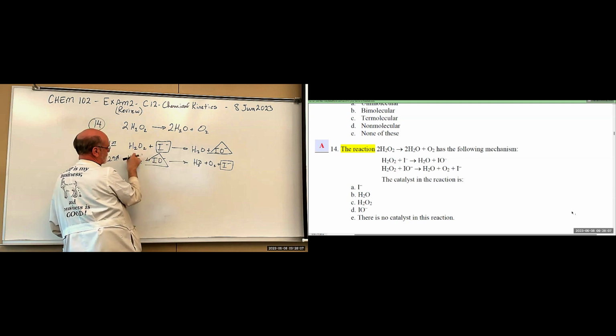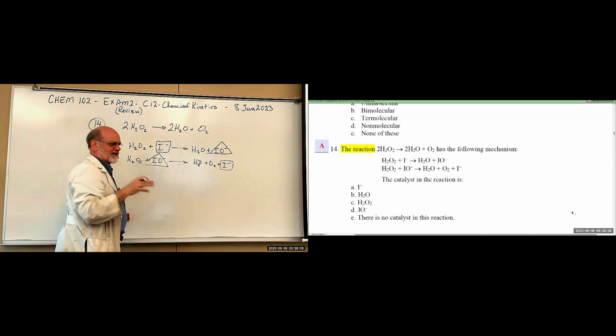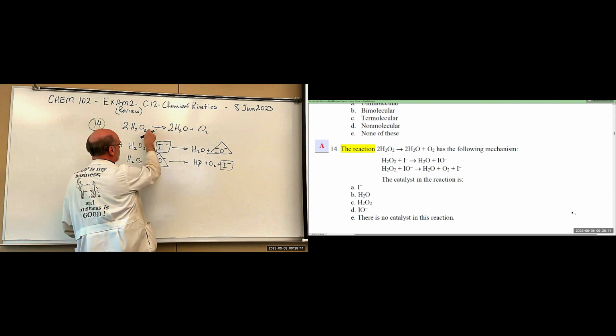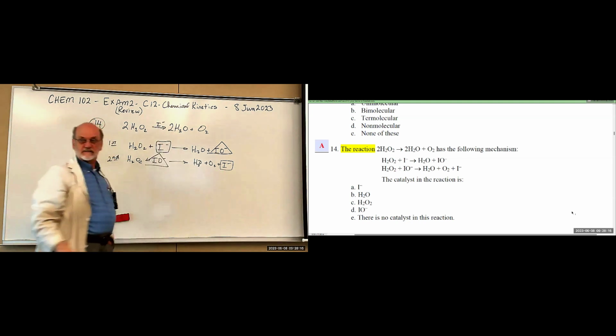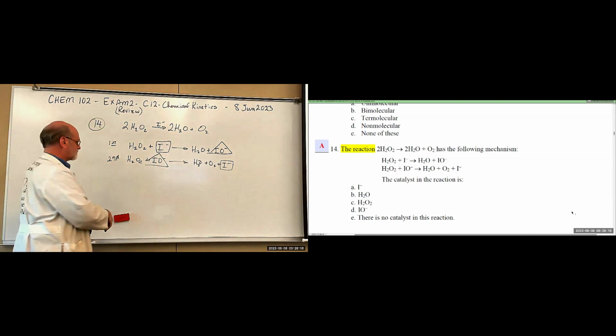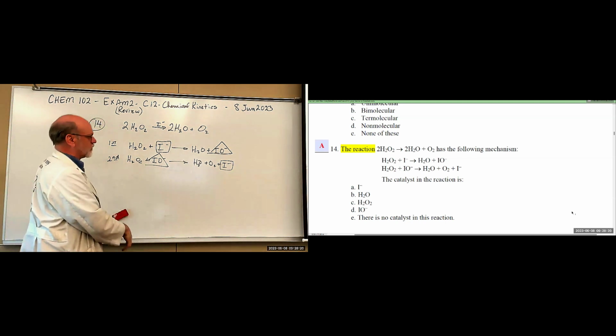If we were to write this out, usually when you have a catalyst, you don't write it as part of a reactant. You write it here. Okay, so that would be A.